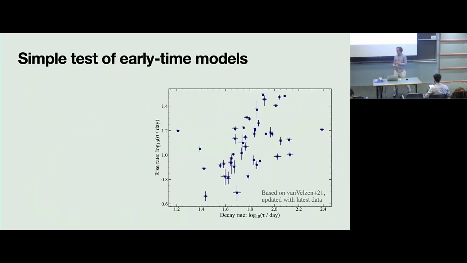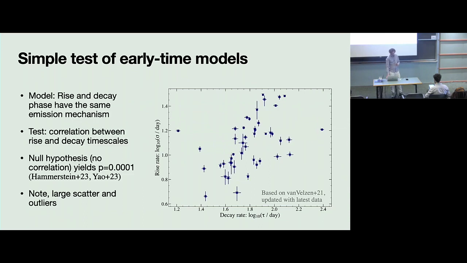We have the early time rise time measurements, and we have the decay time measurements, right? So you can plot them against each other, and you have a model that the rise time and the decay time have the same emission mechanism. If that's the case, then the rise time and the decay phase should be correlated, and indeed they appear to be correlated, so the null hypothesis that they're not correlated can be rejected.